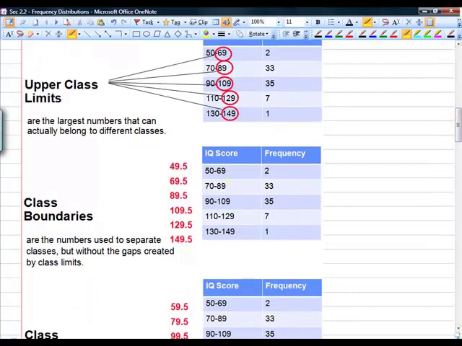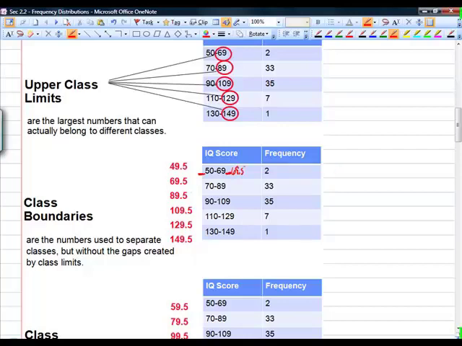The class boundaries, this is, by the way, for quantitative data. We're not talking about categories here. We're talking about numbers that can be measured, using the highest level of measurement, our ratio level of measurement, and measured on a continuum. The class boundaries here are going to be a point that is 1/2 unit to the left of this number and 1/2 unit to the right of this number. So 49.5 would be our lower class boundary here for this first group. 69.5 would be the upper class boundary.